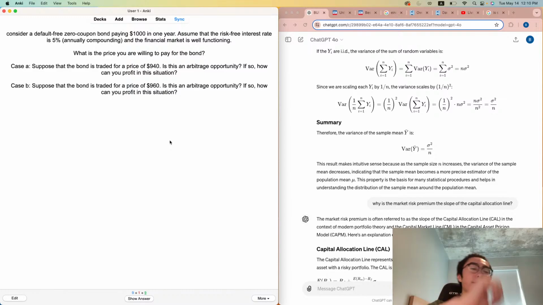If so, how can you profit in this situation? So the bond traded for a price of $940. So these are both arbitrage opportunities because they differ from the price we're willing to pay for the bond.